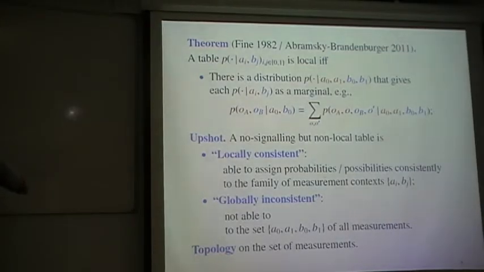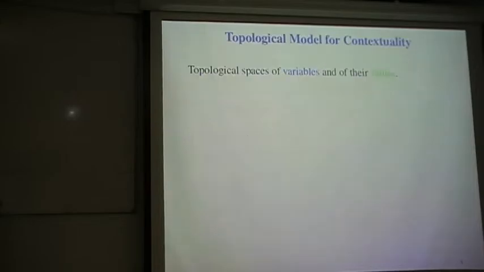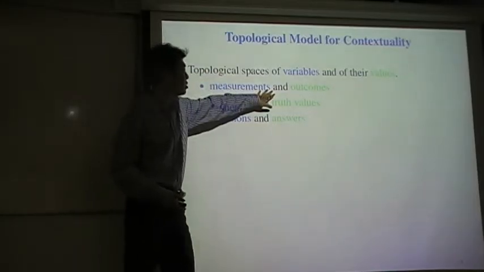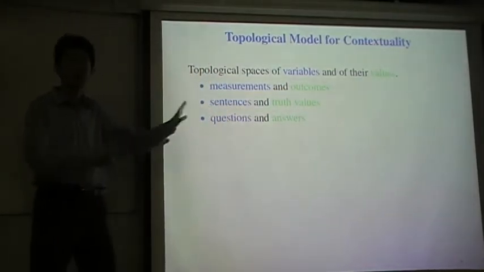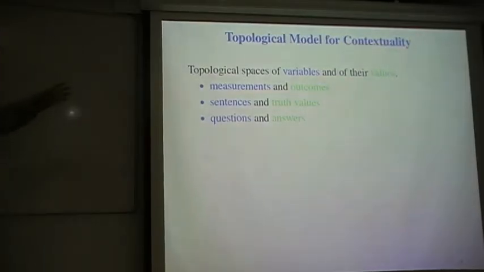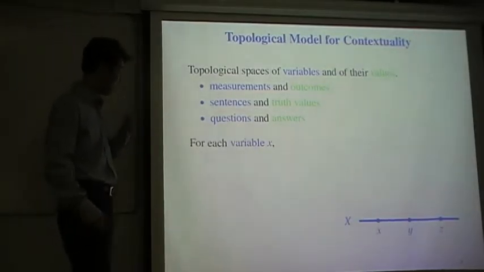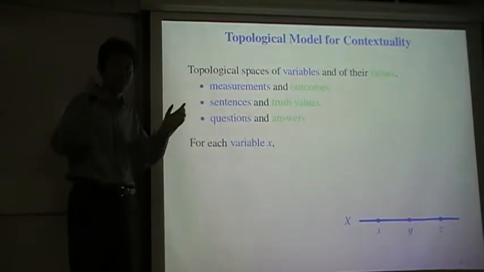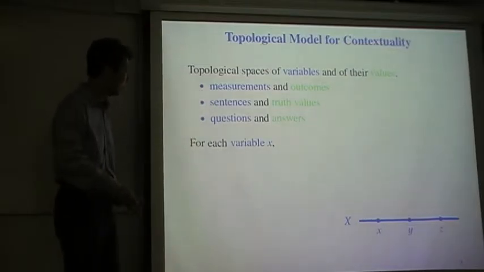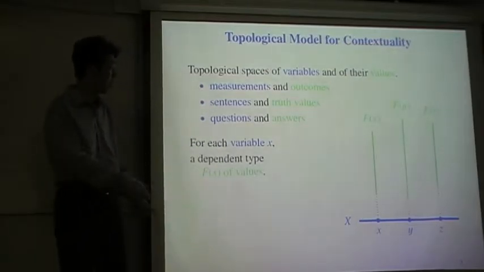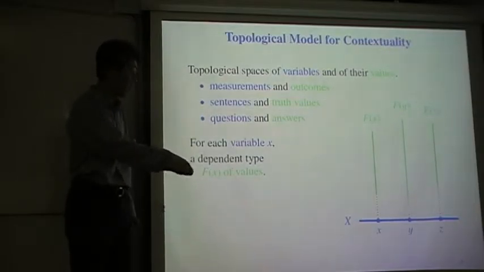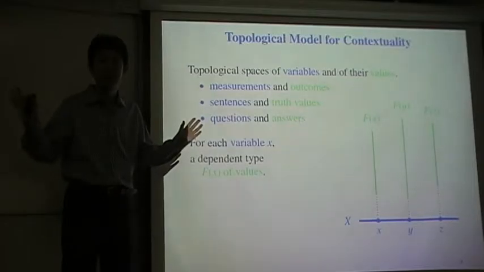There's a topology of a set of measurements. So I'm going to use topological spaces of variables and values, in the sense that they can be applied formally to, say, measurements and outcomes or sentences, responses, and so on. Very many things can be captured by this formalism, which goes like this. Each variable, so we take the set of variables as a base space, and then for each variable, we take the set of possible values that the variable can take.